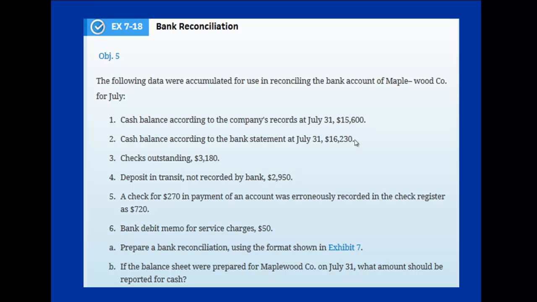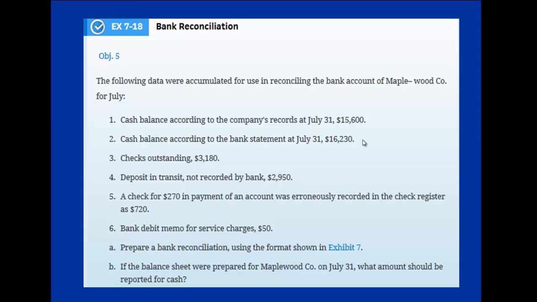And you might ask yourself, well, which one of these is correct? In most cases, neither is correct. It's going to be a different number because there's things that the bank is not aware of, such as outstanding checks, and there are things that we're not aware of, such as service fees, and we'll find out about those when we receive the bank statement and we prepare this reconciliation.